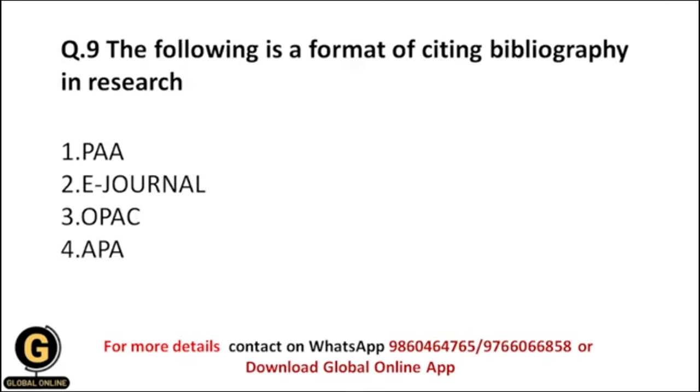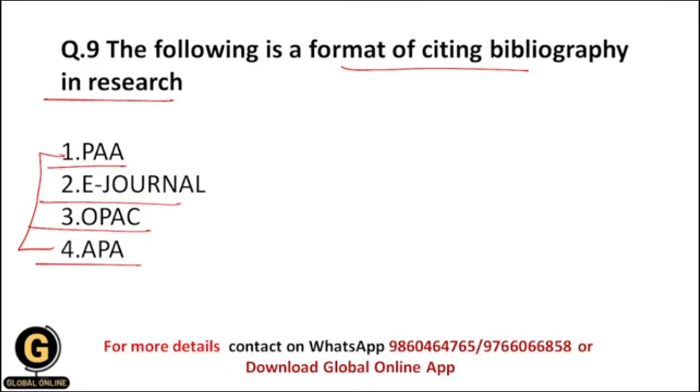Next is, the following is a format of citing bibliography in research. Now here they have given 4 options. Which of these options is the format of citing bibliography in research? Whether it is PAA, whether it is e-journal, whether it is OPAC, or whether it is APA. Now students, let us see one by one what these options are.